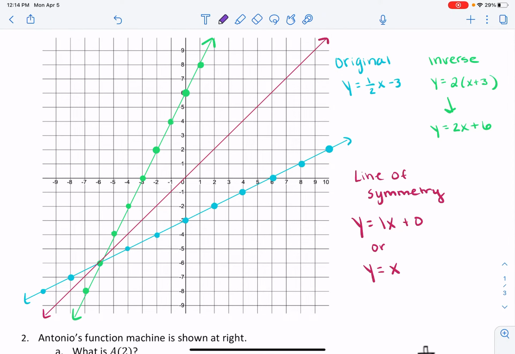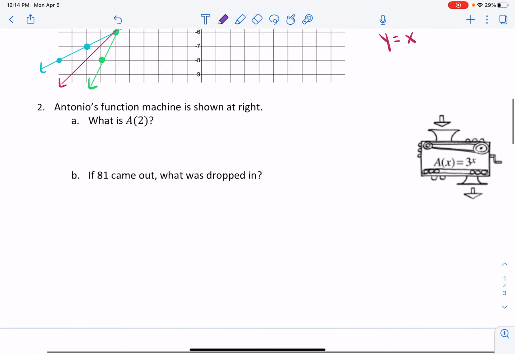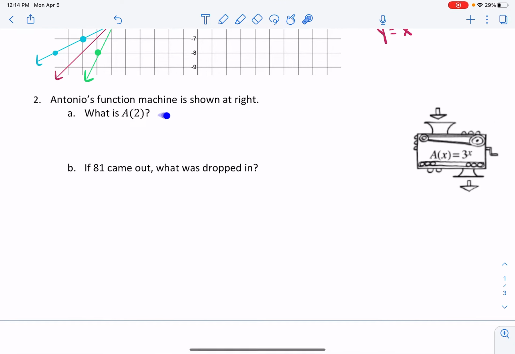Okay, so for the next one, it says we have Antonio's function machine shown at the right. So we've got a function here, a of x is equal to 3 to the x power. And when it says, what is a of 2? Okay, that's asking us to plug the 2 in for x. So I'm going to write a of 2 is equal to 3 to the 2 power, because I'm going to plug that in. And 3 to the second power, that's 3 times 3, that is 9.